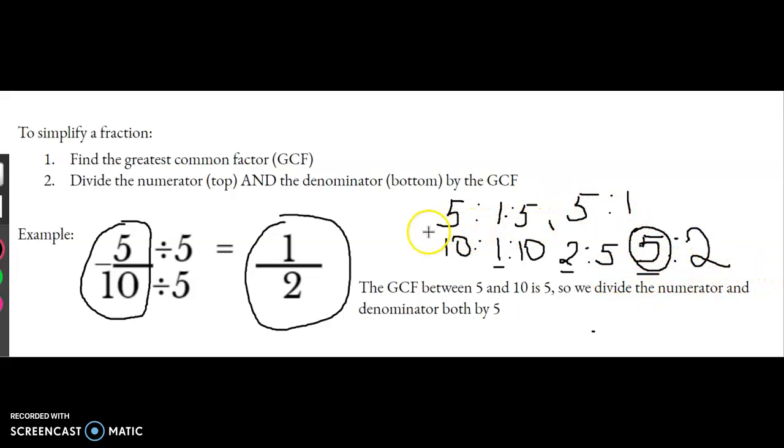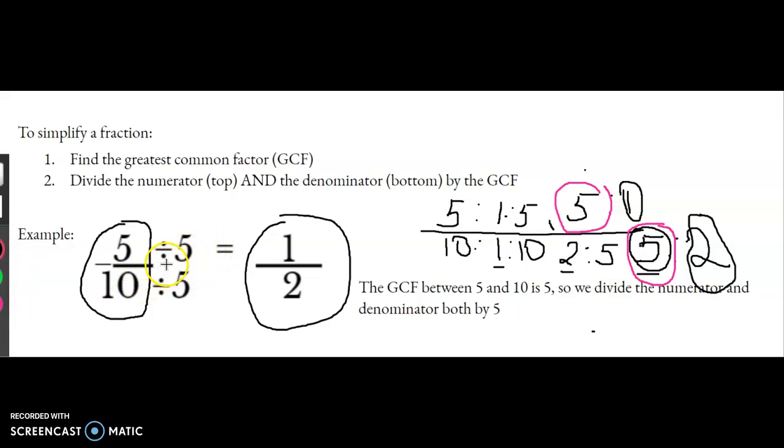So as we see, this is the last number here. It is the smallest number, so we cannot go further. That's why we stop here. And our greatest common factor for 5 and 10 is going to be 5.